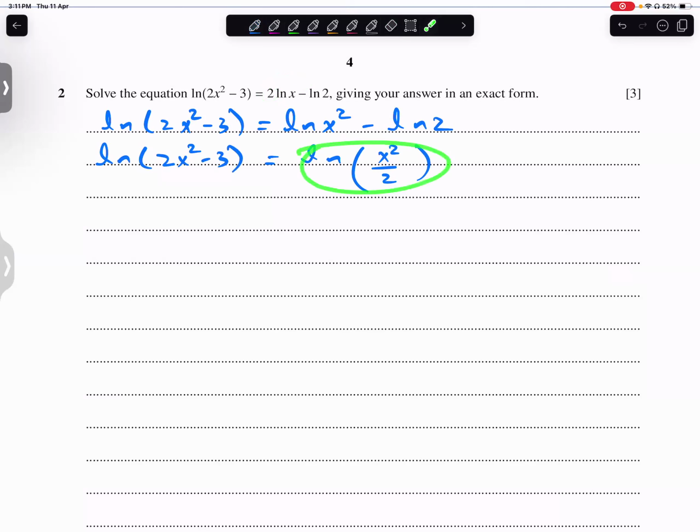Here I use the property natural log of a minus natural log of b, which will be natural log of a divided by b. Okay. So now you can cancel these ln on both sides. Okay. So the answer will be 2x square minus 3 is equal to x square over 2.